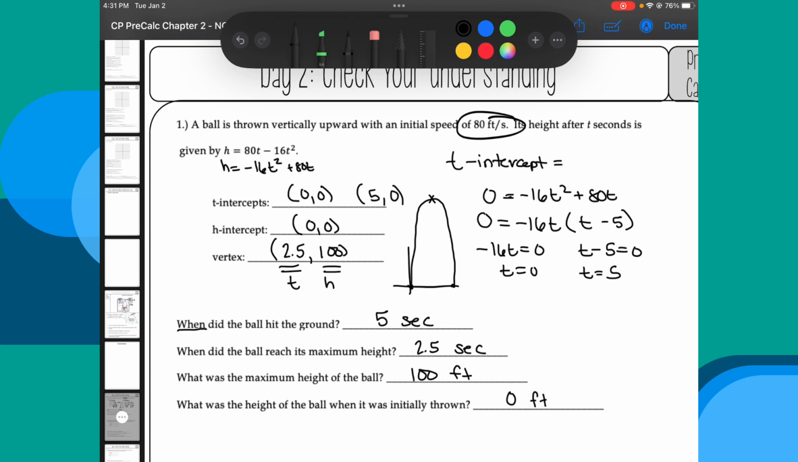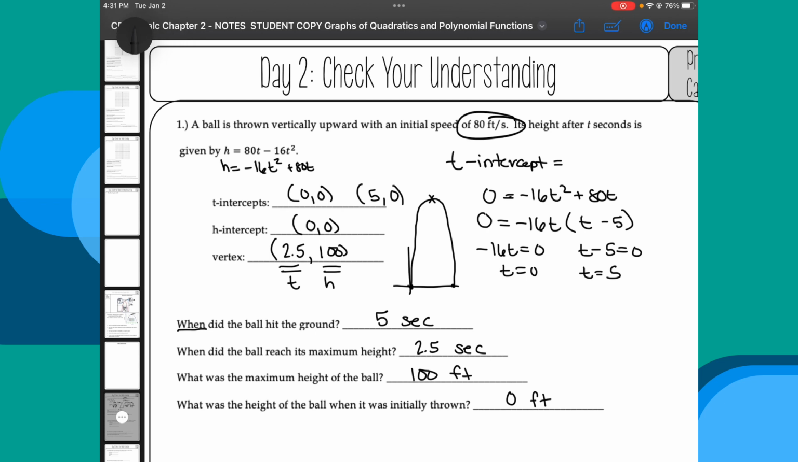It started on the ground. Okay. So you want to calculate all the things that you need: your vertex, your y-intercept, your x-intercept, and then determine what those are within the context of the problem, remembering that x and t mean the same, and h and y.